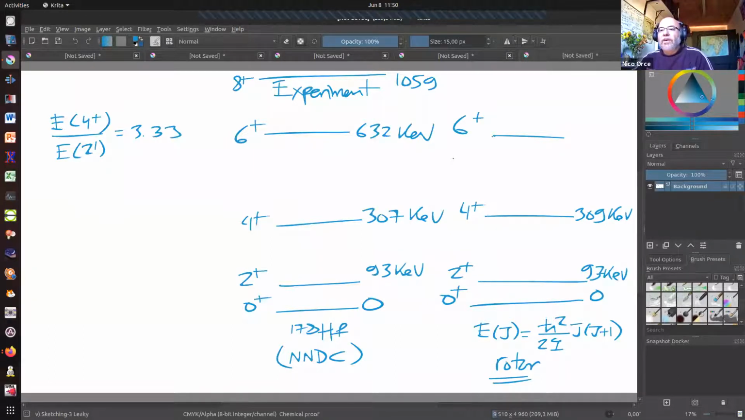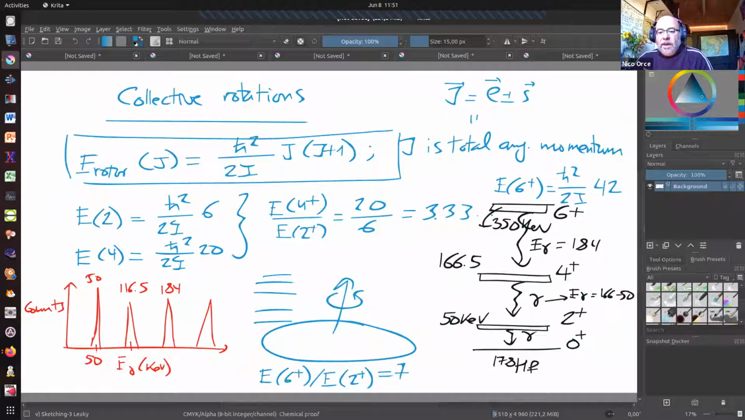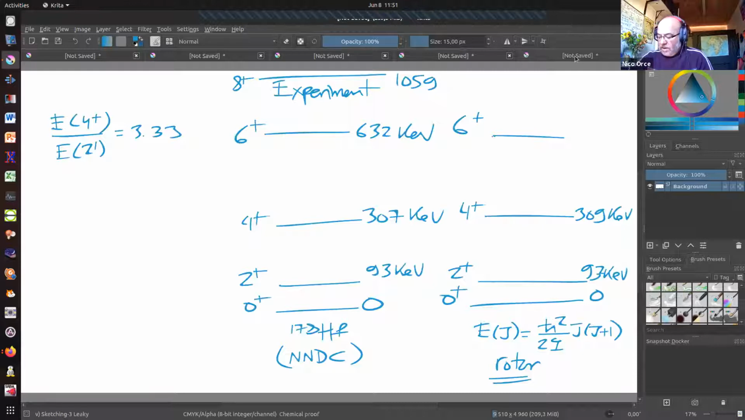And we have also deduced a formula for the 6 plus. Here, the ratio of the energy of the 6 plus to the 2 plus is equal to 7. So 93 times 7 equals 651. So as you can see, the same thing happens, a very close energy.